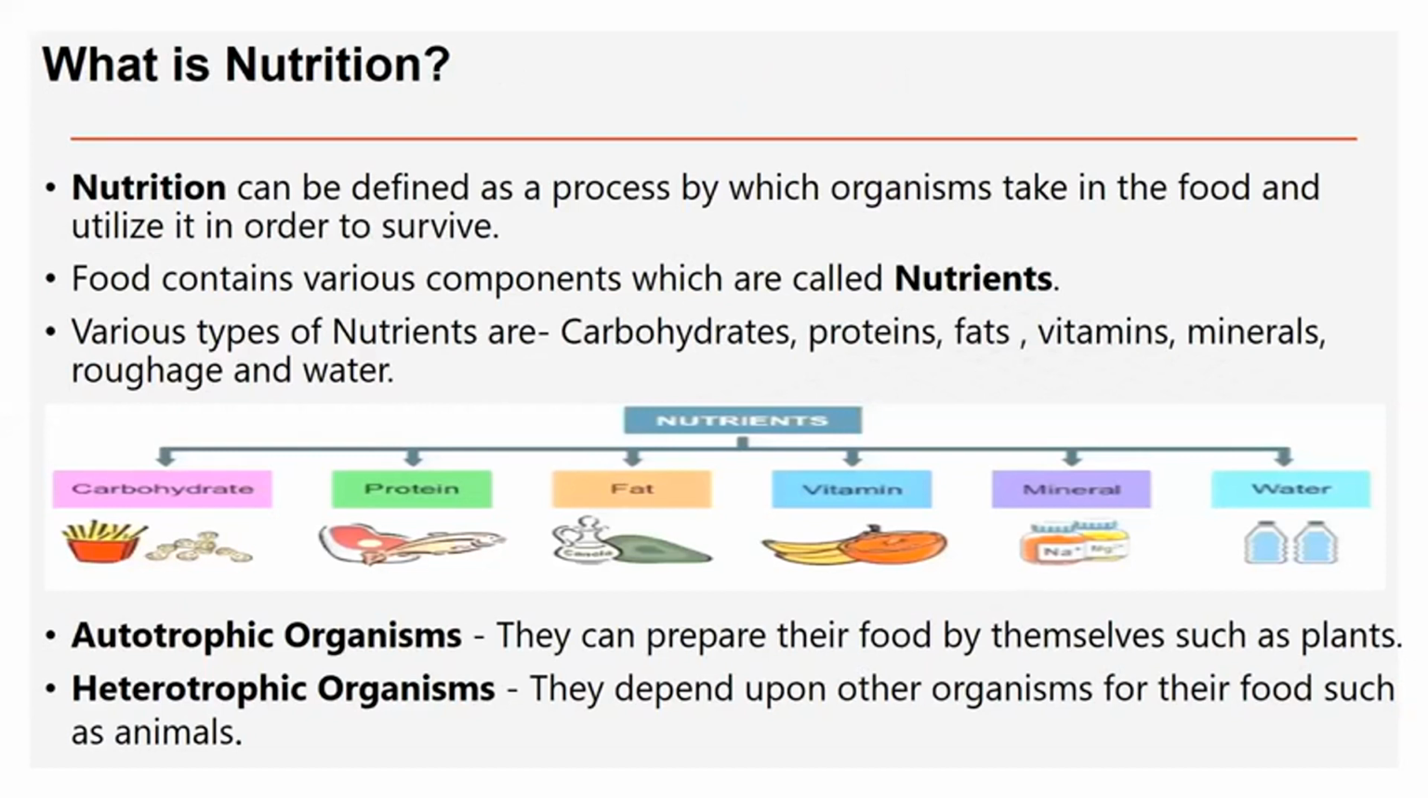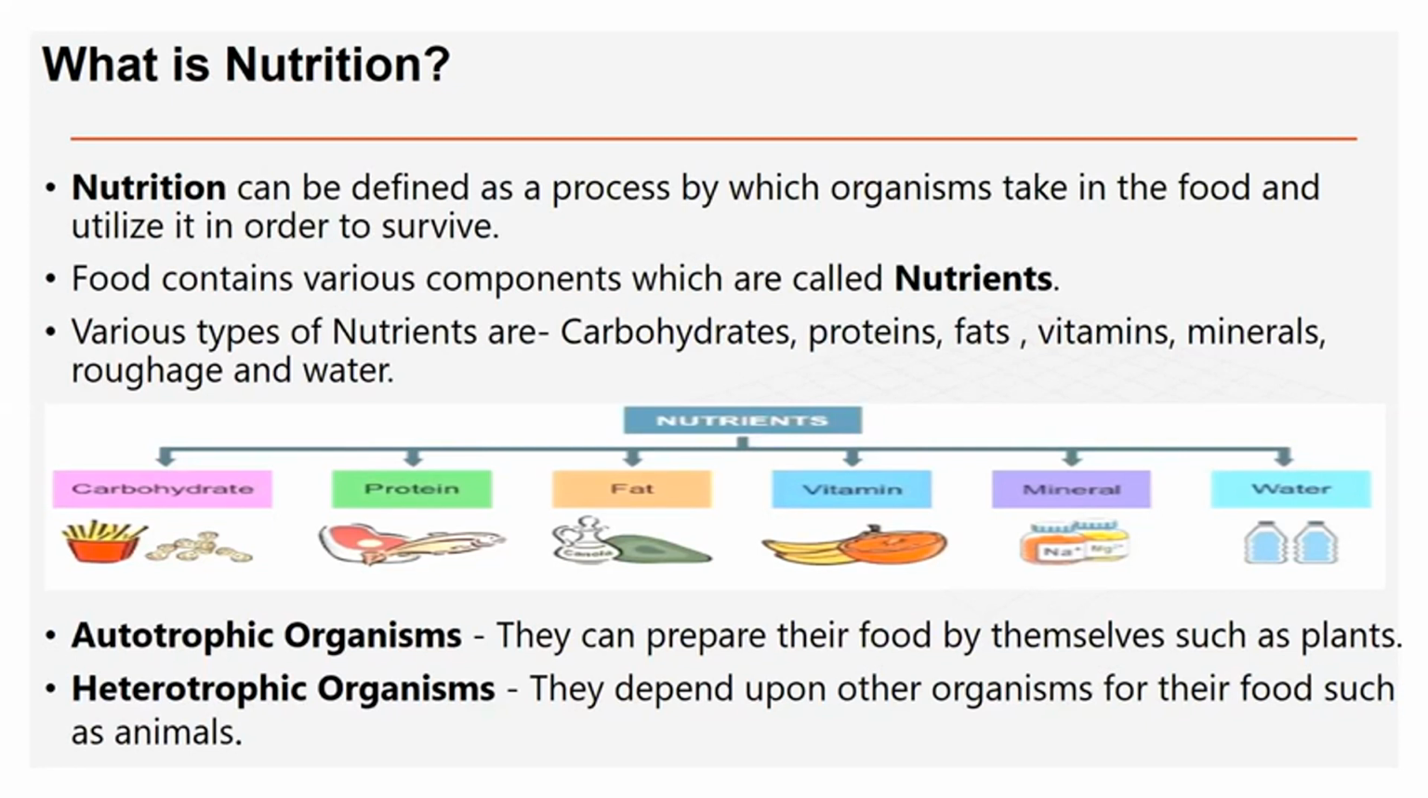As you have studied earlier, all living organisms require some basic things like food, water, air, etc. for their survival. So, all living things need food. Food is essential for both plants and animals. Food is a source of energy for the various life functions. So obtaining food and its utilization in the body is called nutrition. Or nutrition can be defined as a process by which organisms take in food and utilize it in order to survive.